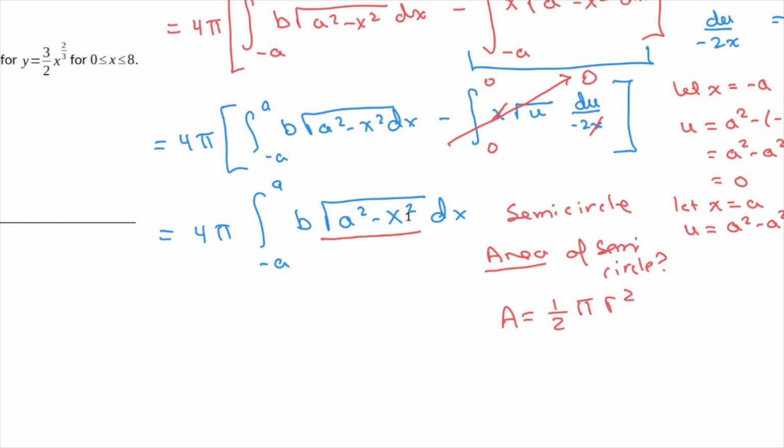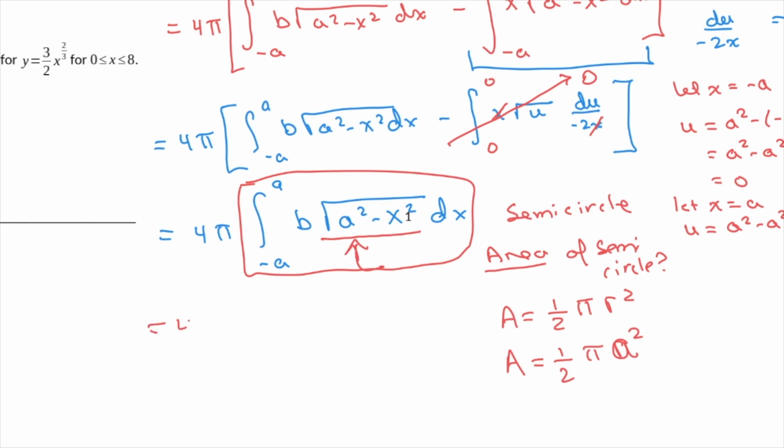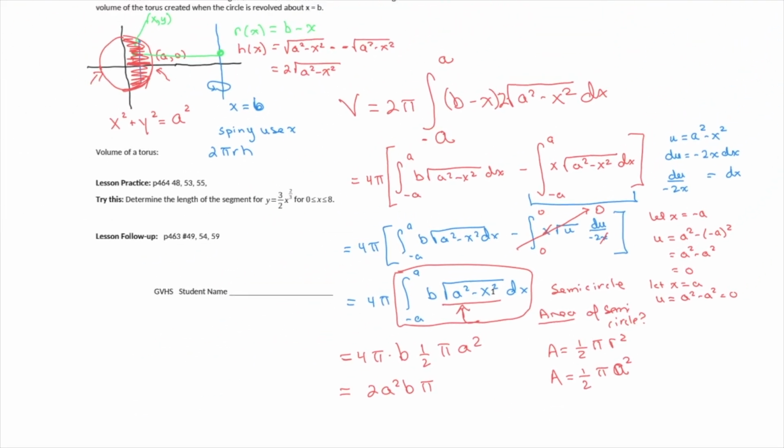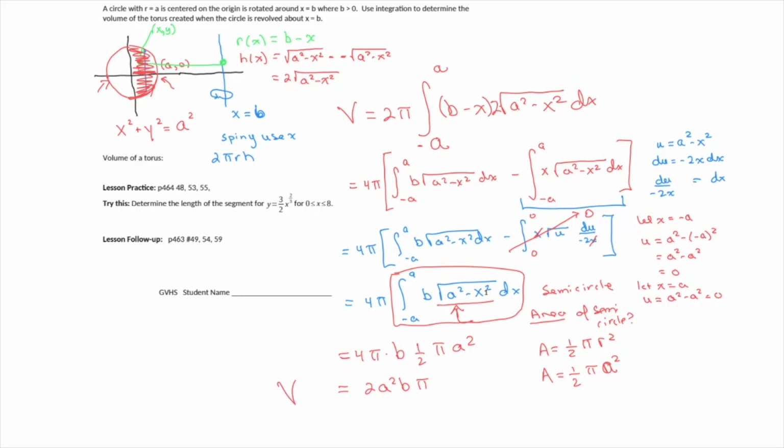Well, as we look at this problem, the radius is a, so the area of our semicircle is 1/2 pi r squared, which is replaced with an a. So since integration is representing an area, this is 4 pi times b times 1/2 pi a squared. Simplify, and we have 2a squared b pi. So that tells us that the volume of a torus is equal to 2a squared b pi.